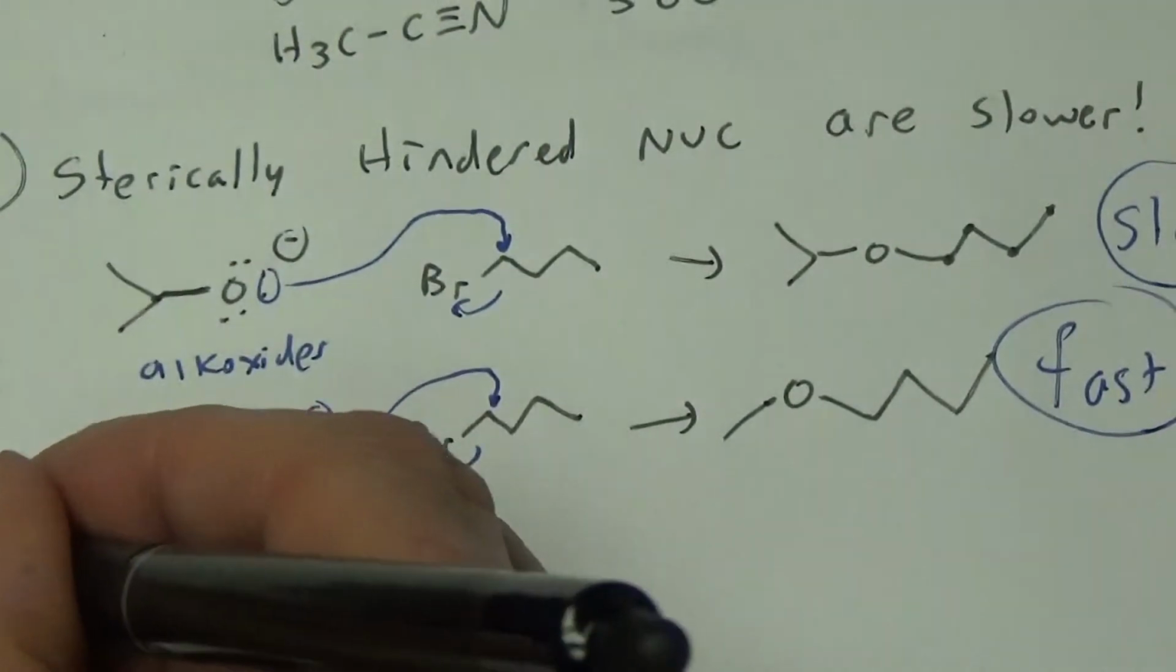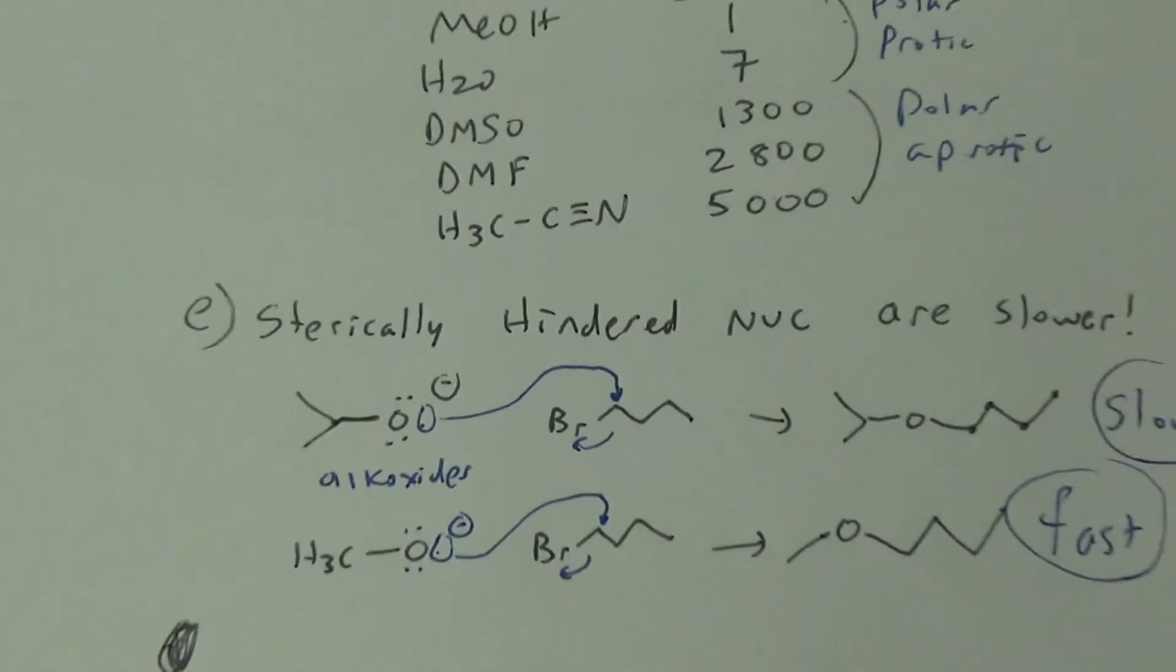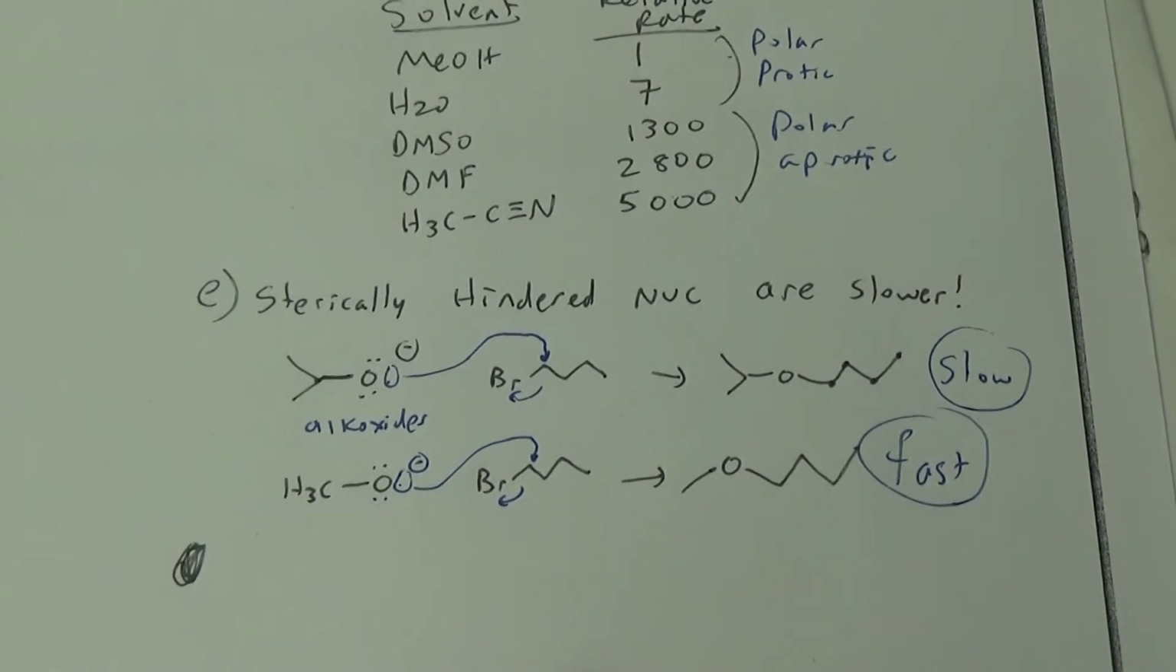Okay. Alright, so we're cool with that. Sterically hindered nucleophiles are slower.